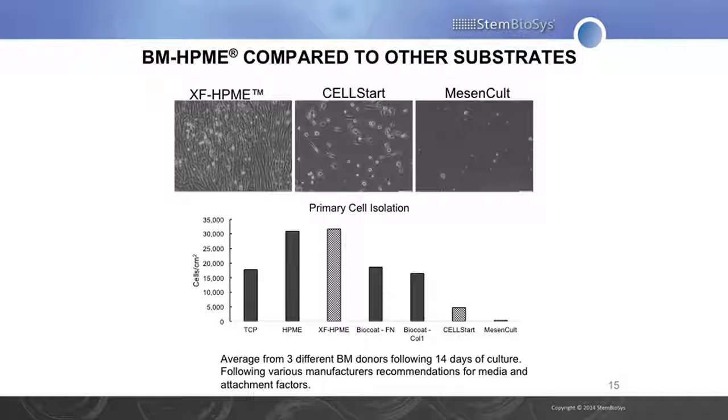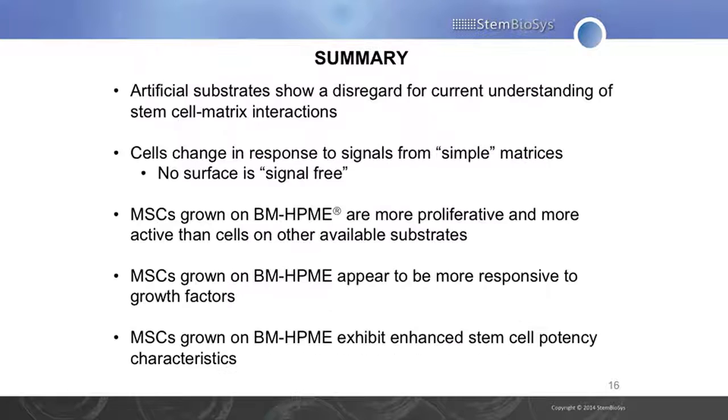Illustrated here on this slide is an example of optimized cell isolation and growth of primary cells using some of these competitive products. In this example, we've followed the various manufacturers' recommendations for media and attachment factor in doing the comparison. This is to tissue culture plastic. Our standard HPME, a new product which we're developing and should have out at the beginning of 2018, is a xeno-free version of our high-performance microenvironment. The BioCoat products, specifically fibronectin, CellStart, and Mesencult.